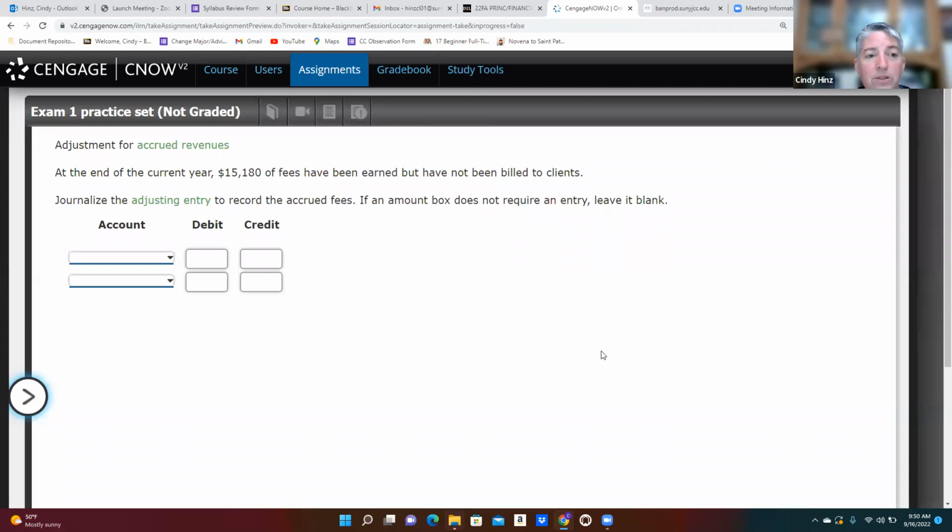This one says adjustment for accrued revenues. At the end of the current year, $15,180 of fees have been earned, but have not been billed to clients. And you might be asking, why wouldn't we just bill them? Well, maybe we have an agreement with the clients that we only bill them on the 15th of the month, or maybe we bill them quarterly, the month after the quarter ends. So if our year is ending at the end of December, we might have an agreement with clients that we will bill them on January 15th or January 31st.